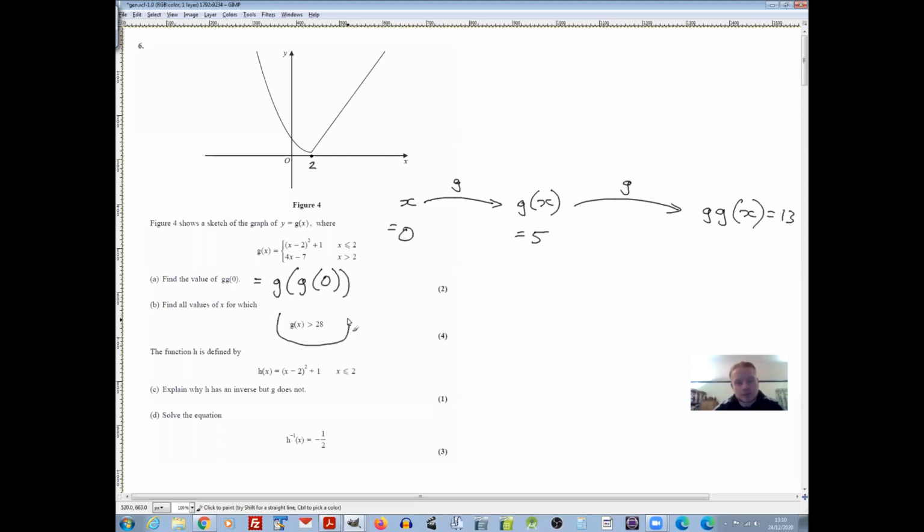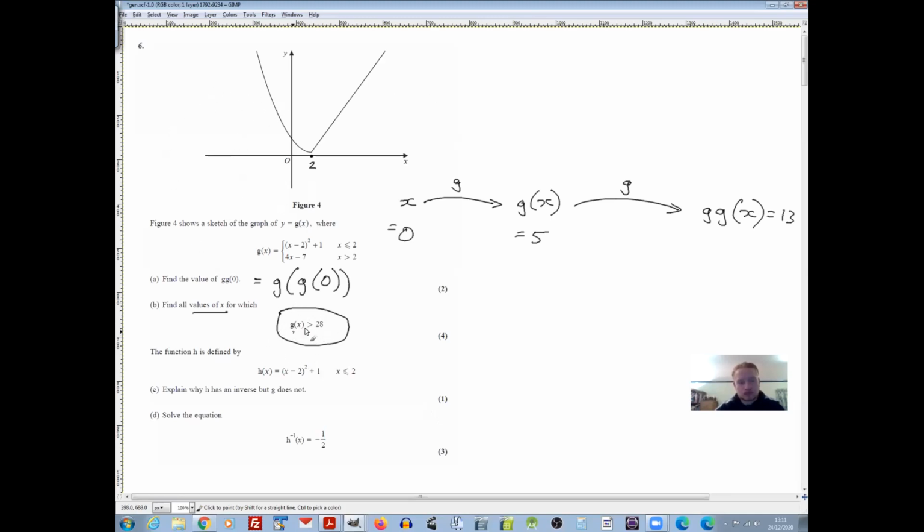This question: for which values of x is the g function giving us values greater than 28? We don't need to know which equation it is out of the 2, do we? I'm guessing it's just going to be the 4x minus 7 part. No, we do have to worry about it. We don't know yet. We're going to have to consider both parts of it.